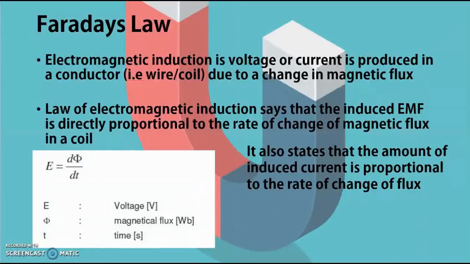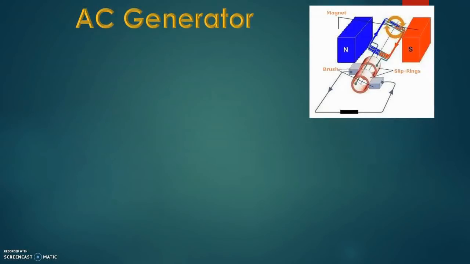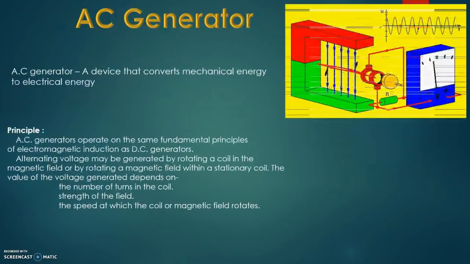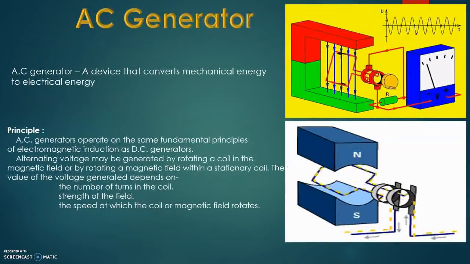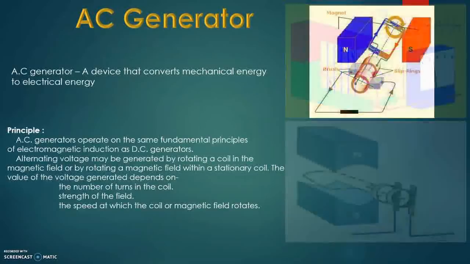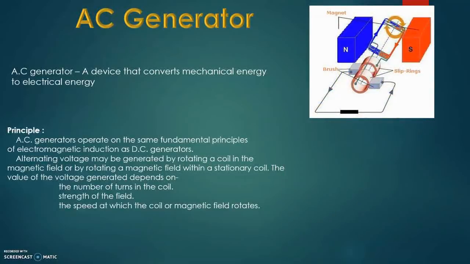So, what is an AC generator? AC stands for alternating current, and an AC generator is a device that converts mechanical energy to electrical energy and operates on the same fundamental principles of electromagnetic induction as DC generators. Alternating voltage is generated by rotating a coil in the magnetic field or by rotating a magnetic field within a stationary coil. An AC generator is usually made up of 3 main components: which are two magnets with opposite poles, carbon brushes, and slip rings.